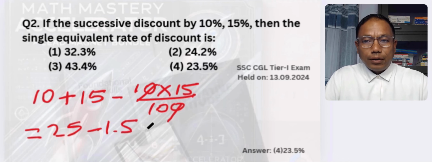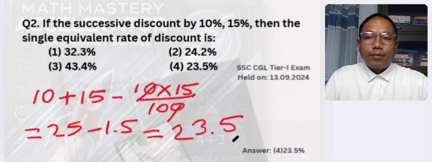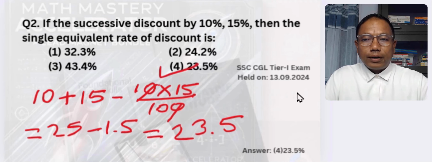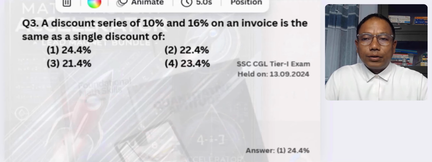1.5 lies between 1 and 2. Therefore, subtract the bigger number from 25. 25 minus 2 is 23. 10 minus 5 is 5. You have 23.5. Option 4 is the right answer. Next question, question number 3.